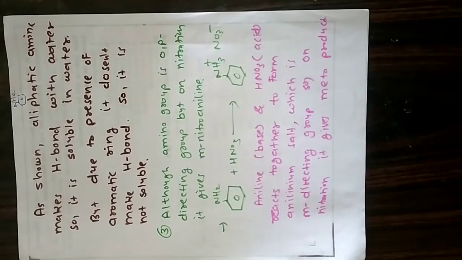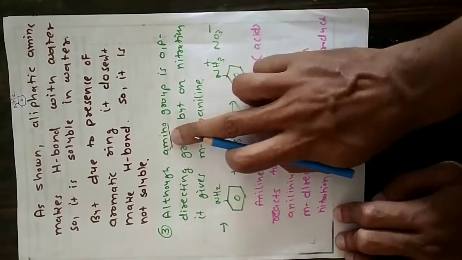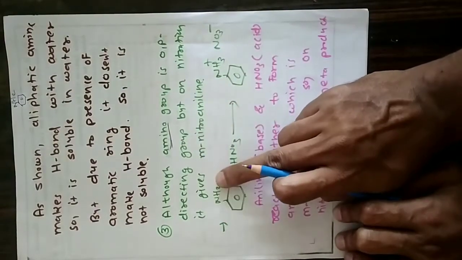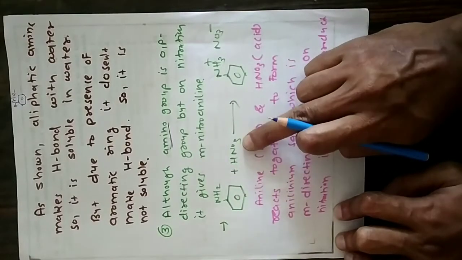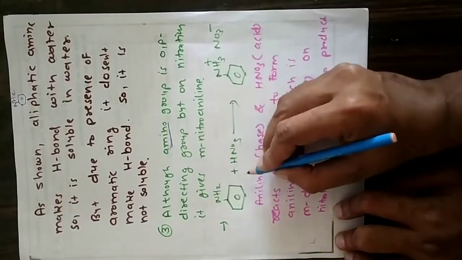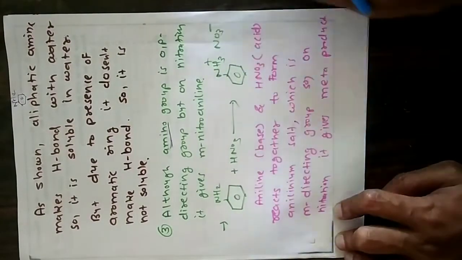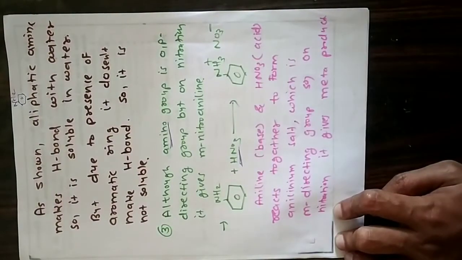Next statement, third number. Although the amino group is an ortho-para directing group, on nitration it gives meta-nitroaniline. Okay. Here, the amino group that we are talking about is NH2. When aniline reacts with nitric acid to give a nitration reaction, nitration reaction means we have to introduce an NO2 group in it. So we are reacting it with HNO3.